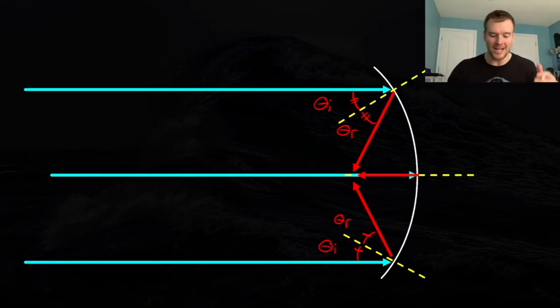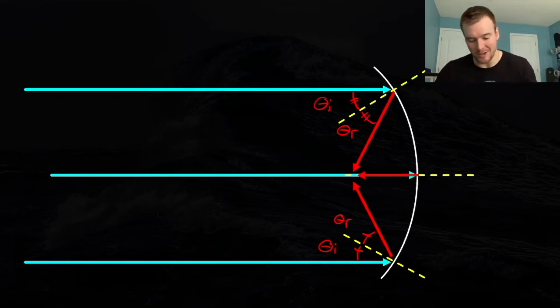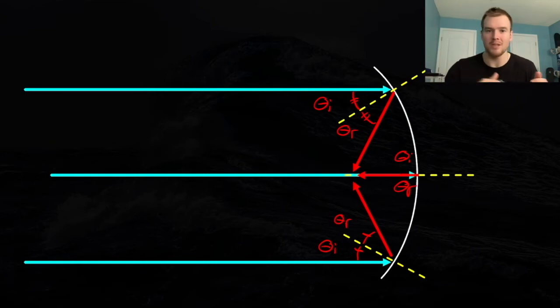Now for the middle one, it comes in right at the normal. It's like straight on it. So there's no angle between that and the normal line. It's 0 degrees. So it comes in at an angle of 0 degrees and it's going to come out at an angle of 0 degrees to the normal. So it just comes straight back. And you can see that all of these rays are now coming to one point.